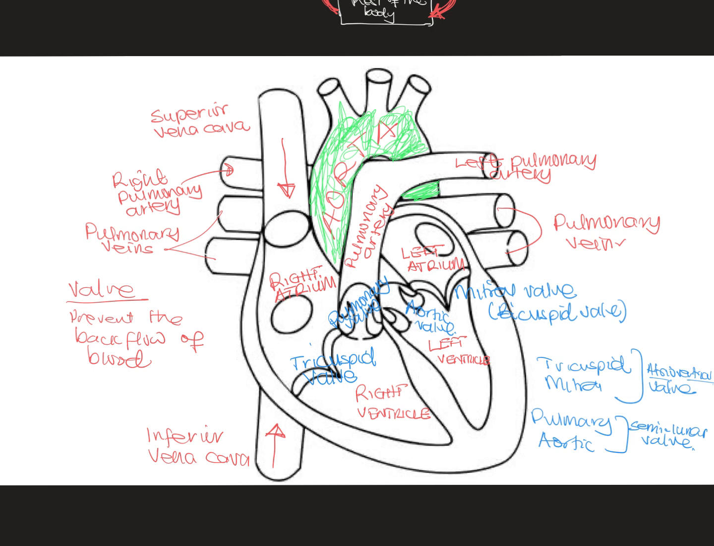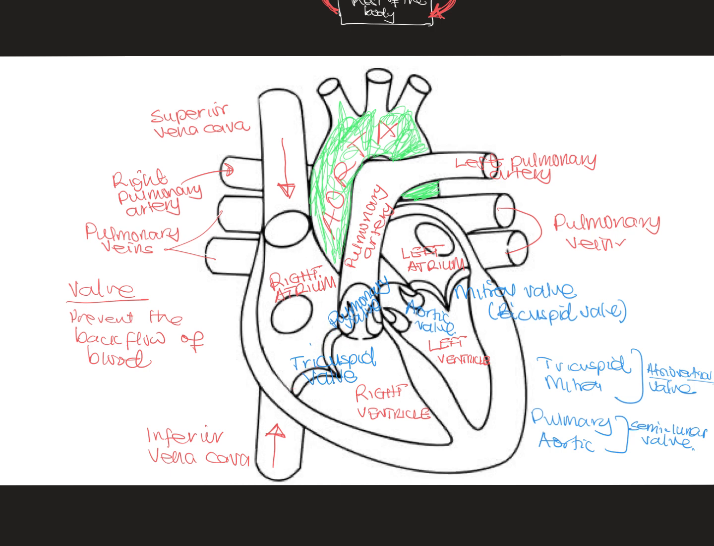What it means is, for example, you have the right atrium, you have the right ventricle. The valve that is between them is called the tricuspid valve. Normal blood flow is blood moving from the right atrium to the right ventricle, right? So when the atrium contracts, blood will move to the right ventricle. This is the normal blood flow. But if blood wants to move from the right ventricle back to the atrium, what happens? The valves close.